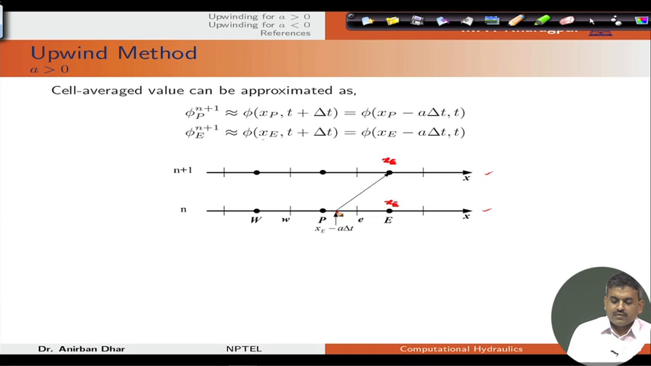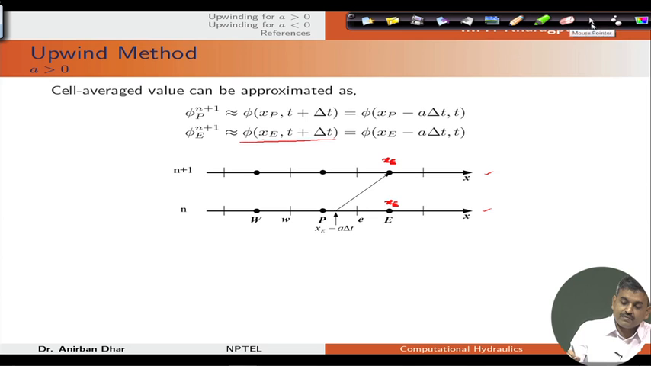So, information which is travelling from level n to n plus 1, in this case phi e at t plus delta t, is from phi e minus a delta t. A delta t is the distance travelled in this case. So, essentially we are using the previous time level value for calculation of future time level values directly.